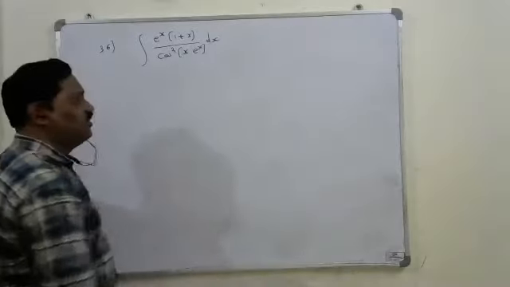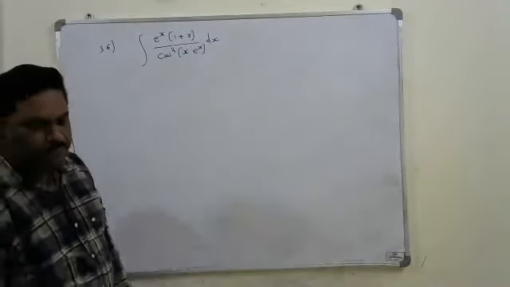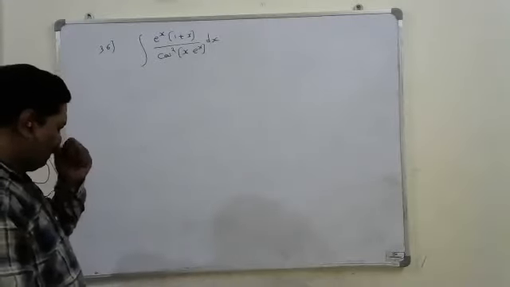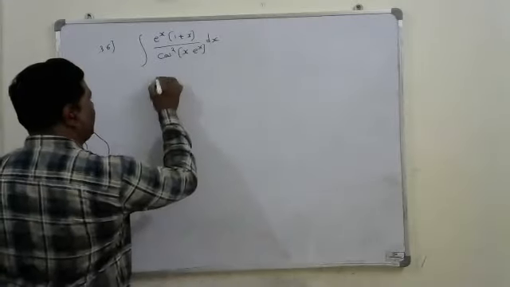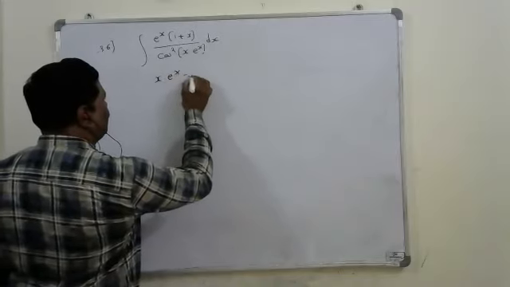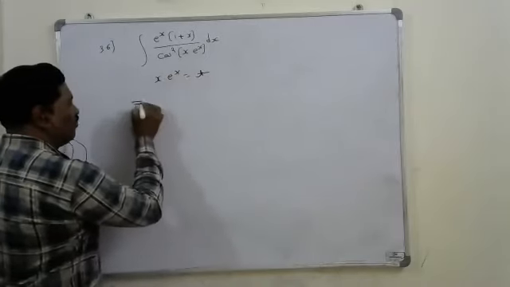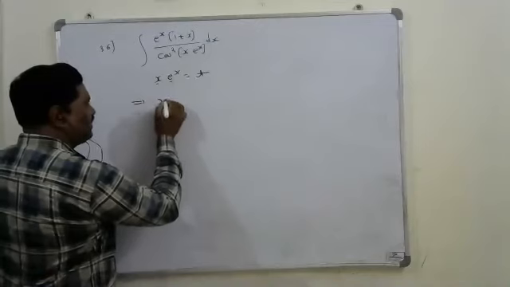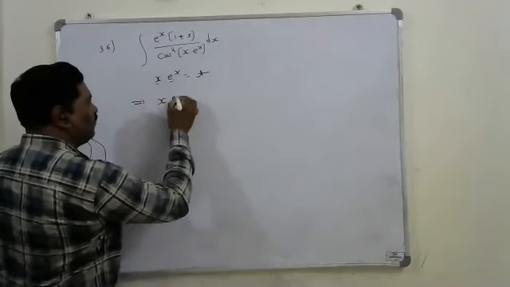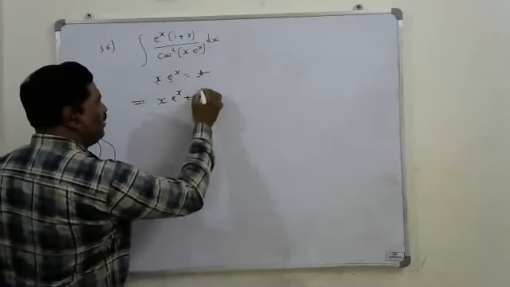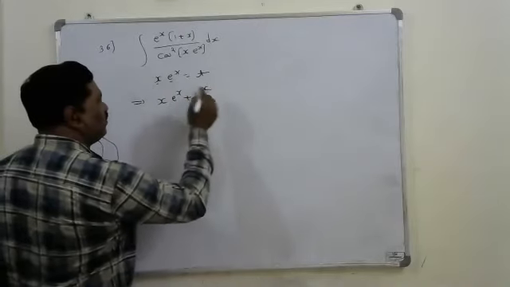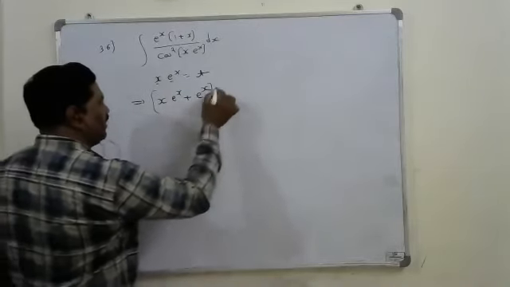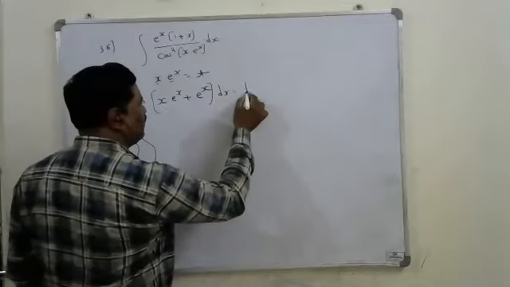Tell me, what is the substitution here? Take x into e power x as t. So if you differentiate it, you have to apply the uv rule: keep x as it is and e power x's derivative is e power x, plus keep e power x as it is and x's derivative is 1, into dx, equal to dt.